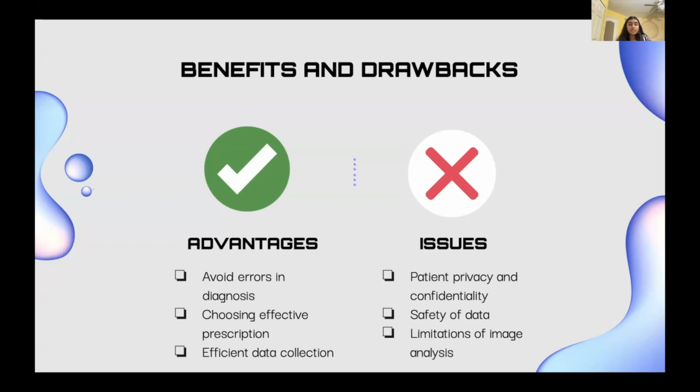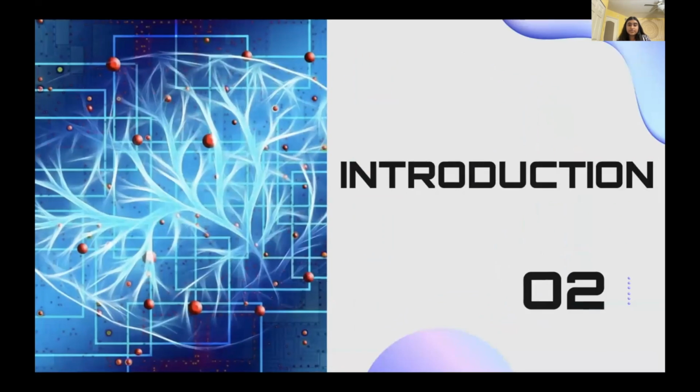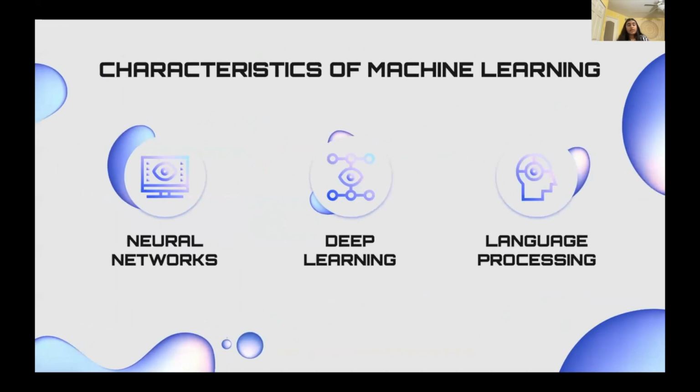It also discusses the potential advantages and drawbacks of using artificial intelligence in healthcare. Some of these advantages include avoiding errors in diagnosis, choosing the most effective medication, and making data collection more efficient. However, issues include patient privacy and confidentiality, the safety of data, and the lack of patient privacy. My paper provides an overview of the way physicians used to treat their patients versus ways they can treat their patients with these new technologies.